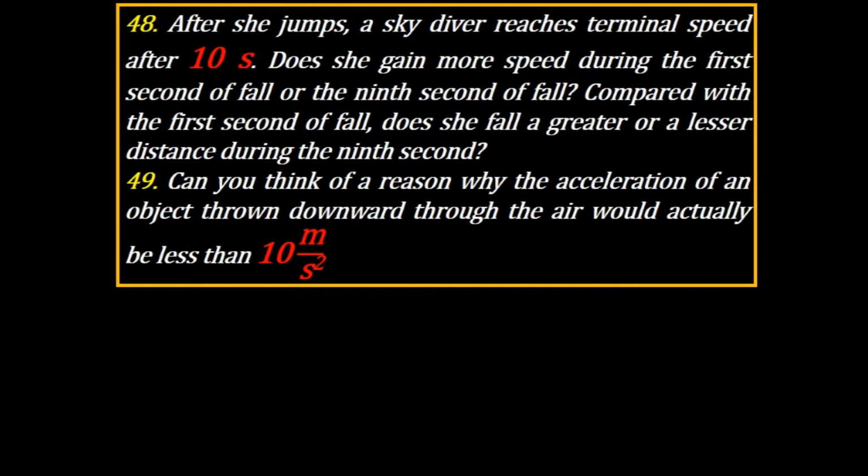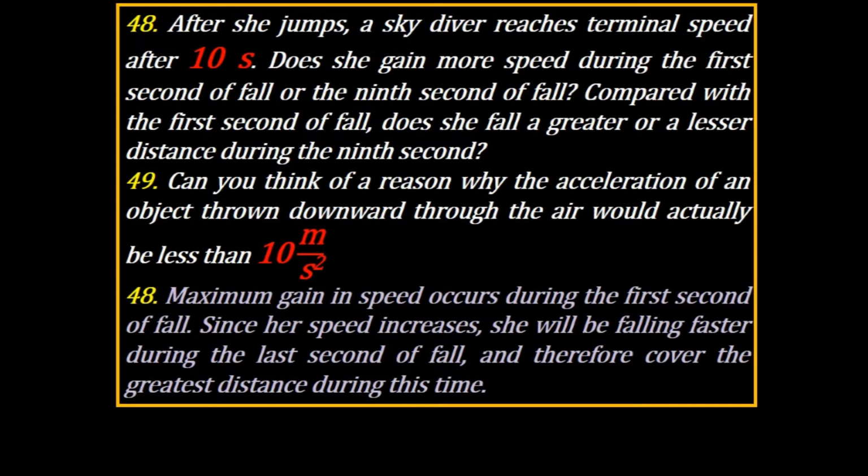Okay, so I read both questions, so let's take 48 first. Maximum gain in speed occurs during the first second of fall. Since her speed increases, she will be falling faster during the last second of the fall and therefore cover the greatest distance during this time. But the increase of speed will be less. The rate of increase will be less because they'll be reaching terminal velocity.